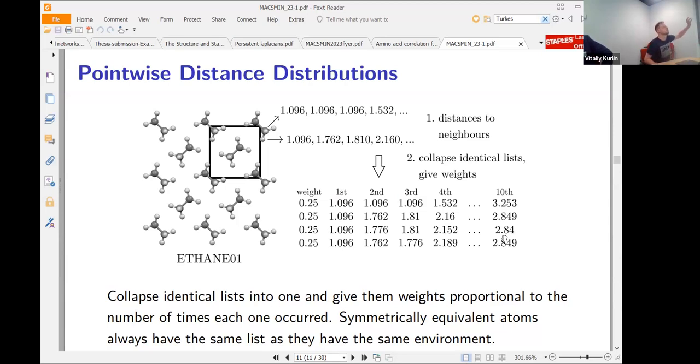And the collapsing of rows should happen where there are symmetries. Actually, I don't think there are any instances in the CSD where rows do collapse because we use the asymmetric unit already. If rows collapse and I look at the structure, usually there's a symmetry there.